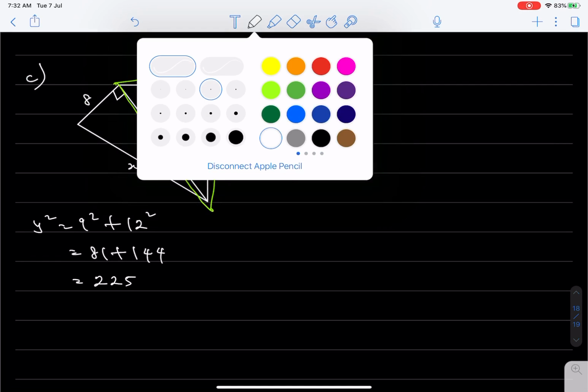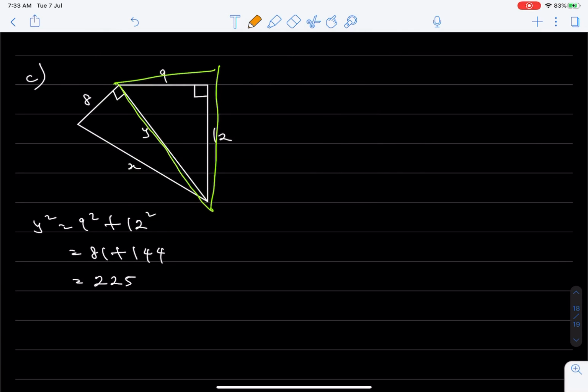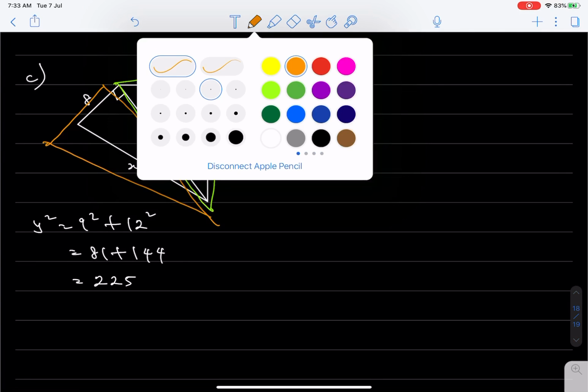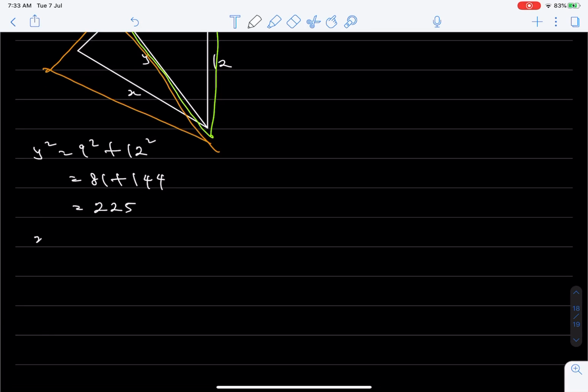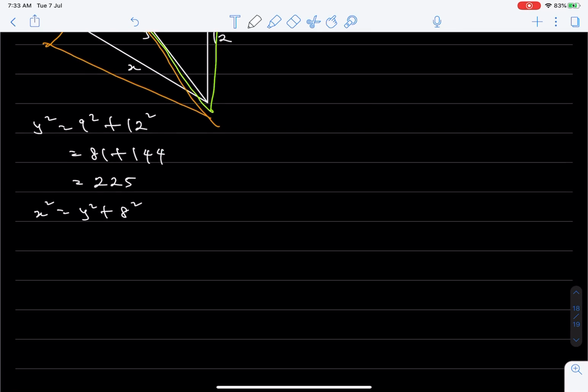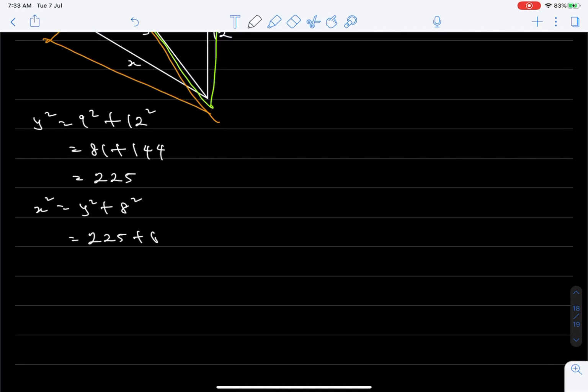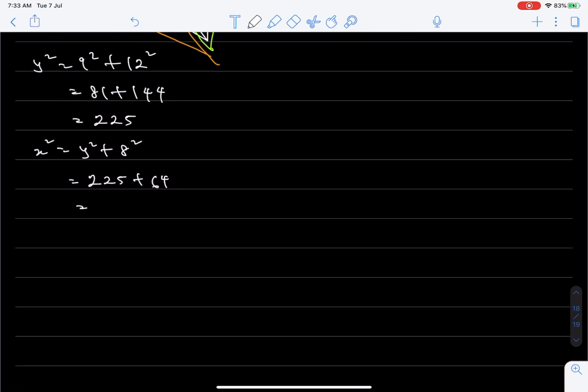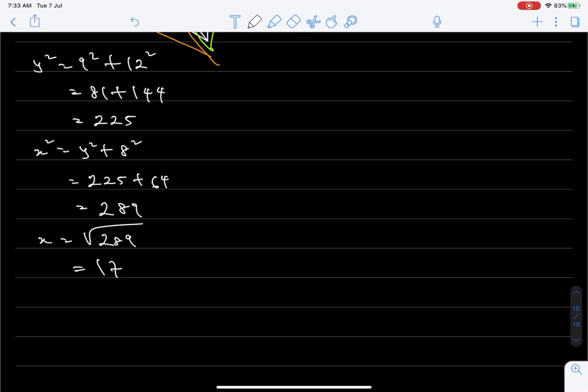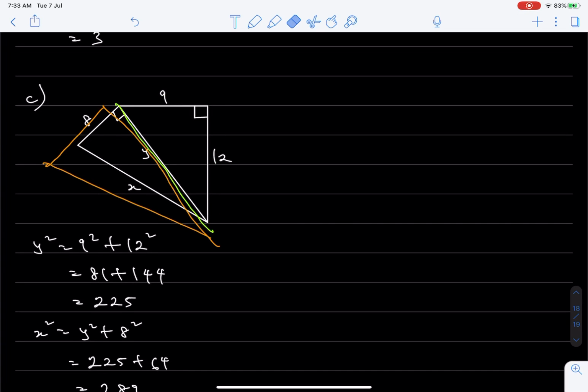Now in the second right angle triangle, which is this, you see that x is the hypotenuse. x is the hypotenuse, so you say x squared equals y squared plus 8 squared, where y squared is 225, and that means 225 plus 64, and that's 289. So that means x equals square root of 289, which is 17. That means x equals 17. Now, let me erase all of the markings.